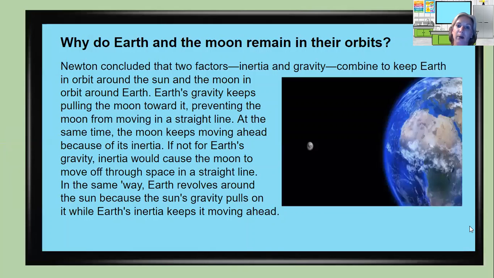Why do Earth and the moon remain in their orbits? Newton concluded that two factors, inertia and gravity, combine to keep Earth in orbit around the sun and the moon in orbit around the Earth. Earth's gravity keeps pulling the moon toward it, preventing the moon from moving in a straight line. At the same time, the moon keeps moving ahead because of its inertia. If not for Earth's gravity, inertia would cause the moon to move off through space in a straight line. In the same way, Earth revolves around the sun because the sun's gravity pulls on it while Earth's inertia keeps it moving forward.